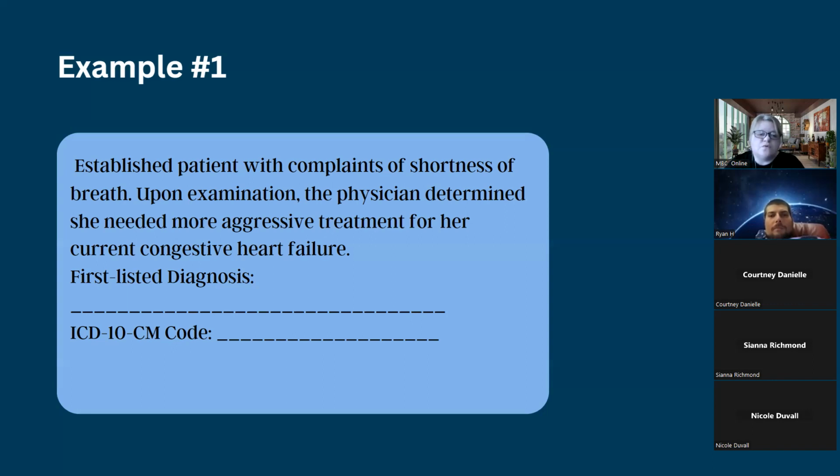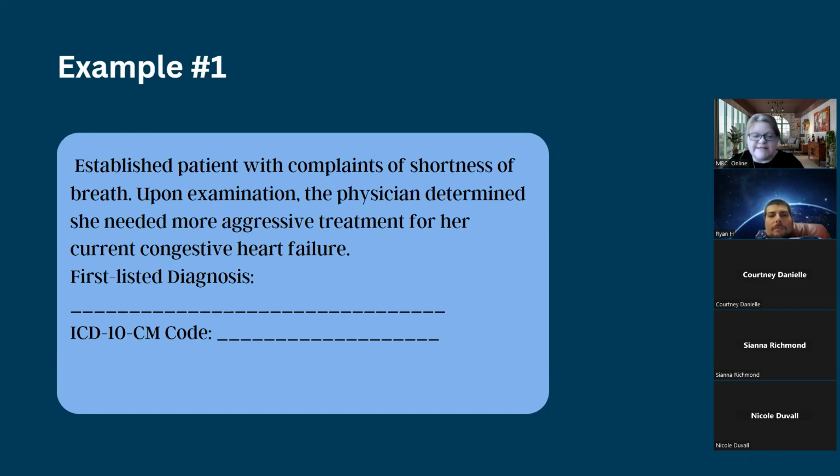All right, so reading on this one. Established patient complains of shortness of breath. Upon examination, physician determined she needed more aggressive treatment for her current congestive heart failure. All right, so reading that, we've got an established patient, pretty much irrelevant for what we're looking for. We're looking for what's wrong with her. So established patient complains of shortness of breath. That's the first thing that I would key on.